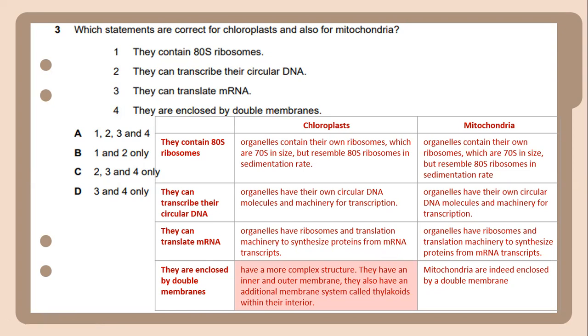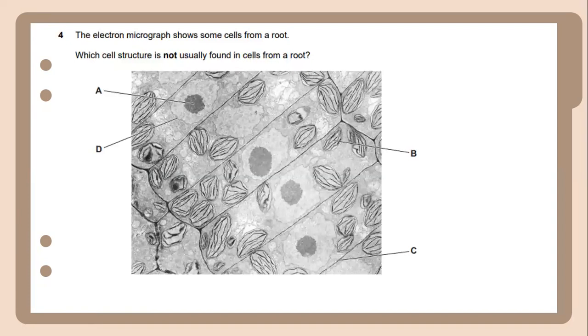Organelles have ribosomes and translation machinery to synthesize protein from mRNA transcripts. And number 4, they are enclosed by a double membrane. This is slightly different between chloroplasts and mitochondria. Chloroplasts have a more complex structure. They have an inner and outer membrane, and they also have an additional membrane system called thylakoids within their interior. Meanwhile, mitochondria are indeed enclosed by a double membrane. So the answer for this is 1, 2, 3, and 4. The electron micrograph shows some cells from a root. Which cell structure is not usually found in a cell from a root? The answer is D.